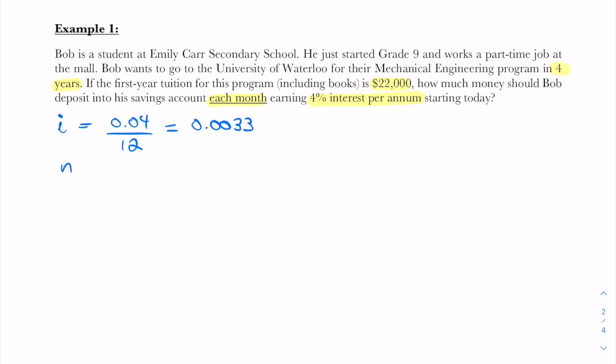The number of compounding periods, little n, is just the number of years, 4 in this case, multiplied by the number of times interest is calculated per year. Since we're making payments every month, we're going to compound monthly. All right, and we're all set to use our future value annuity formula. So let's write it out.